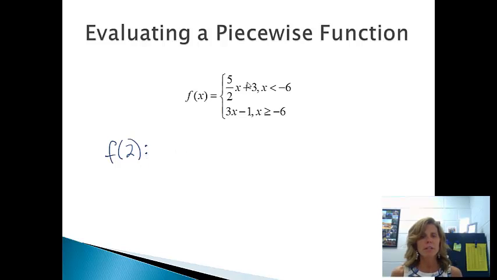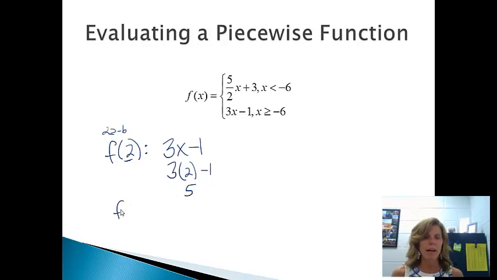Okay, the first thing that you need to decide is which piece am I going to plug the information into. So we're looking at an x value of 2. We just need to ask ourselves, is our x value less than -6, or is our x value greater than or equal to -6? And we know that 2 is greater than or equal to -6, so we're going to use the second piece. So we're going to be using 3x minus 1. And now we're just going to evaluate like we're used to evaluating. Plug 2 in, so we're going to have 3 times 2 minus 1, and that will give us a value of 5. So f of 2 is equal to 5.